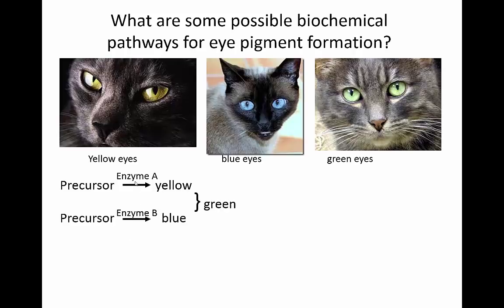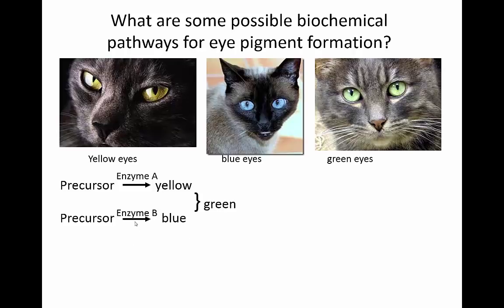I just want to point out what would happen if you have a problem with enzyme A. Just say you have a mutation in your genome that you can't produce enzyme A. This step would be blocked and you wouldn't be able to make yellow pigment. And so the result would be that you still made the blue pigment and therefore you had blue eyes.